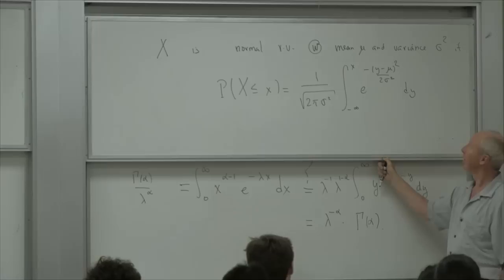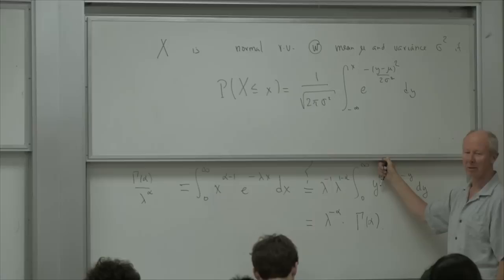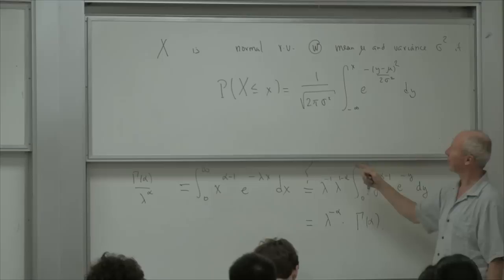No, it's a number squared. It's a sigma, and then it's squared. It's a sigma to the power 2. But they usually go together. Well, they go together here and here. But then sigma is called the standard deviation.